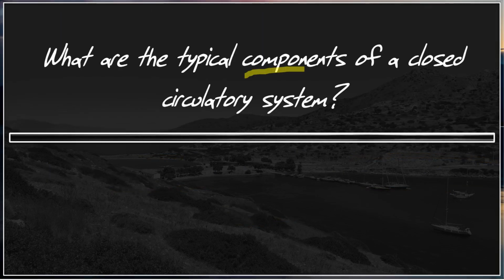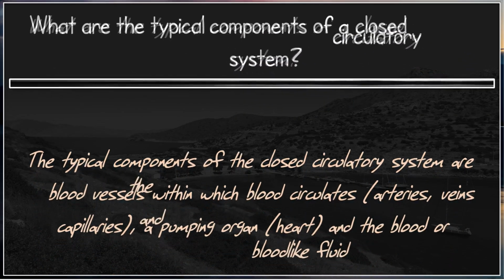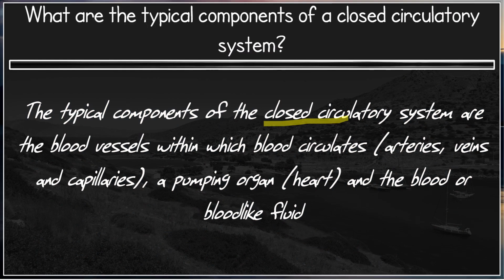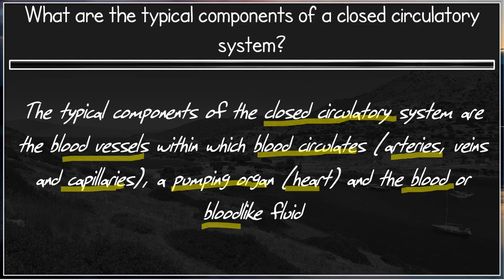What are the typical components of the closed circulatory system? The typical components of a closed circulatory system are the blood vessels, within which blood circulates: arteries, veins, and capillaries; the pumping organ, which is the heart; and the blood fluid.